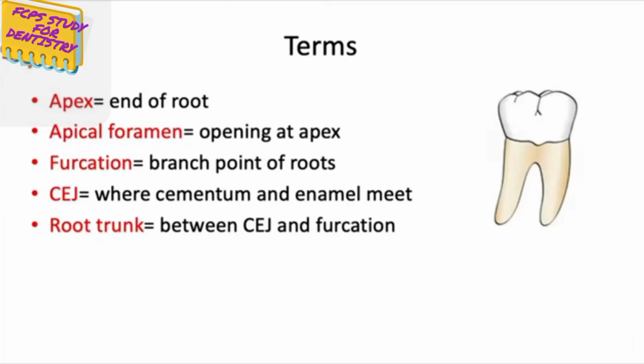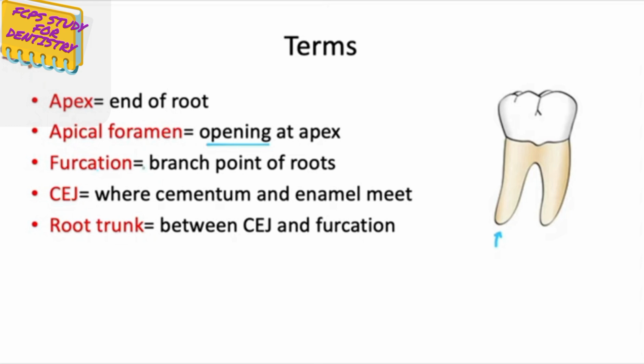And I have 5 more terms for you that are less to do with the crown of a tooth and more to do with its root. So an apex is the very end or tip of a tooth root. And the apical foramen is an opening at the end of a tooth root where nerves and blood vessels enter and exit through. Next term is furcation.